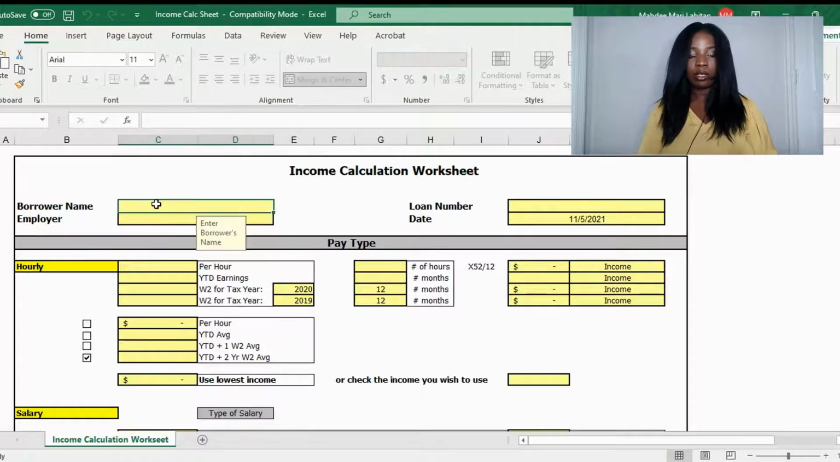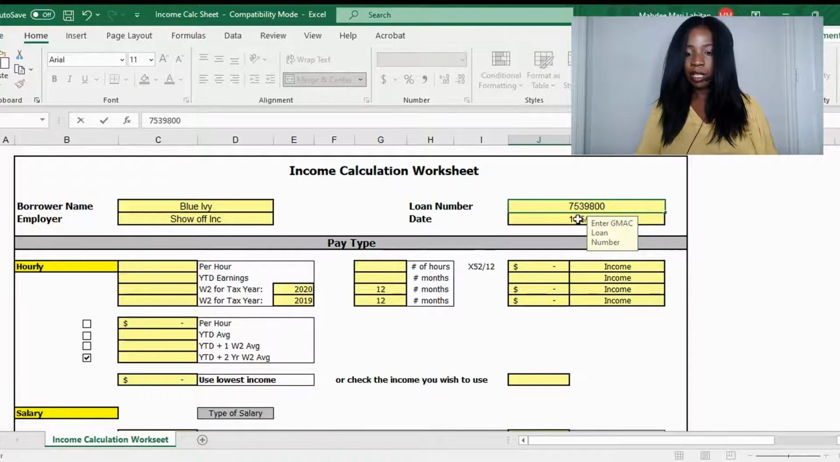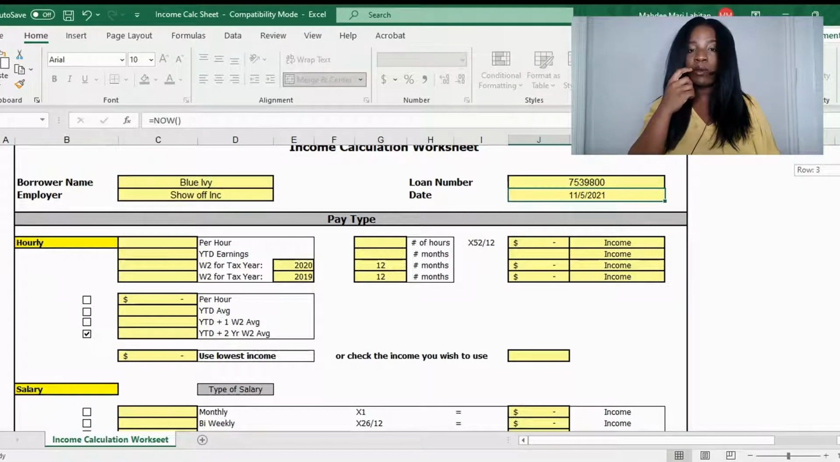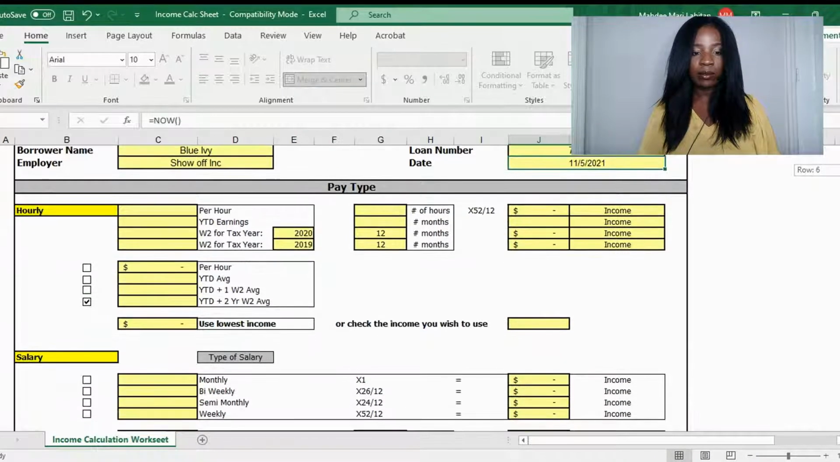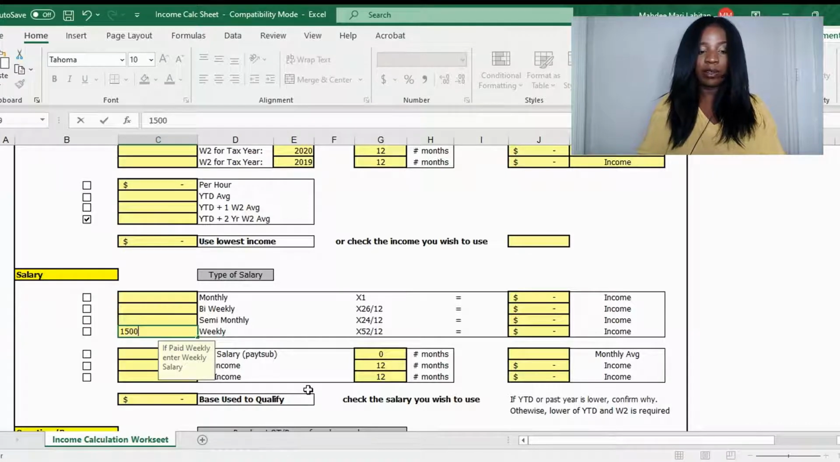So, using the example, we're going to say our borrower's name is Blue Ivy, right? The employer, that was Show Off Inc. Loan number, blah, blah, blah. And the date is automated from today. So again, this was a borrower that is getting paid weekly, salary $1,500 a week. So we're going to come here in the salary section, and within here, we're going to put in 1,500.